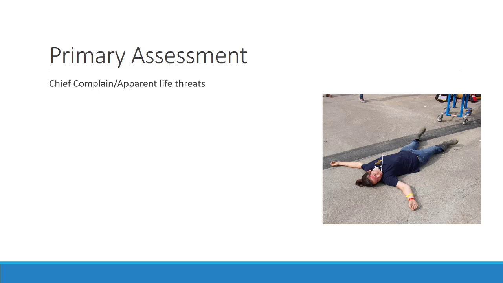With this picture, we see this individual laying on the ground. Doesn't appear to be moving, doesn't appear to be conscious. Eyes are closed, and it appears there's some sort of injury on the forehead. It's important to remember that the chief complaint is whatever the patient tells you is wrong. You may actually find different things wrong with them after this, but their chief complaint is whatever they tell you is wrong.